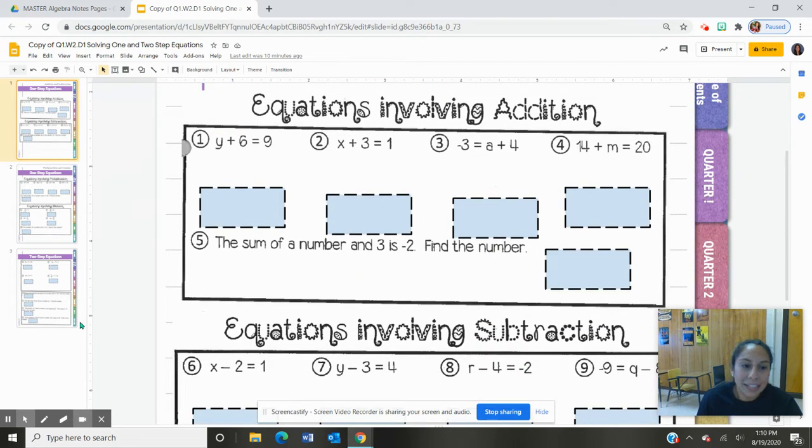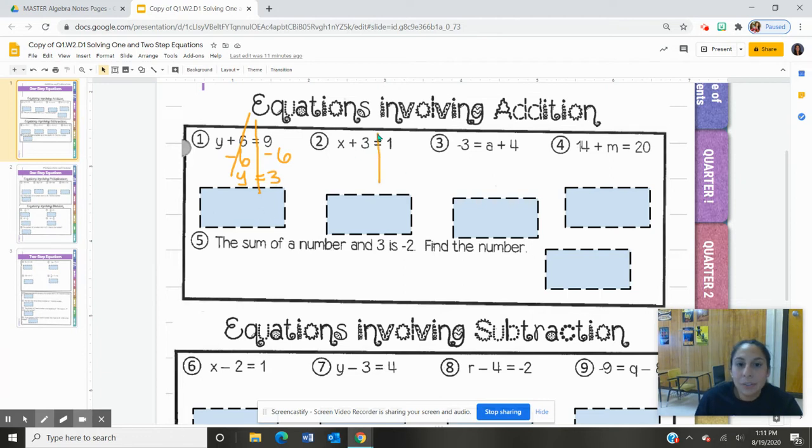Remember that when they're adding, to solve an equation, you always do the opposite of whatever operation is being done. So since they're adding 6, you're going to do the opposite and take away 6. You get rid of whatever they're adding or subtracting to that variable. So if you do it to one side of the equation, you always have to do it to the other side. Here's your equal sign. Since I took 6 on this side, I had to do it to the other side. So my y value, 9 take away 6, my answer is y equals 3.